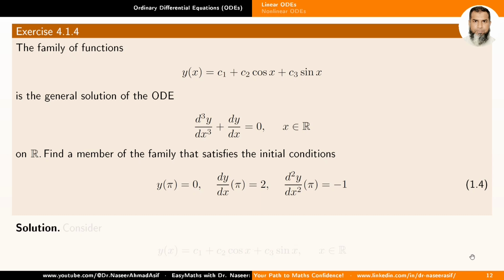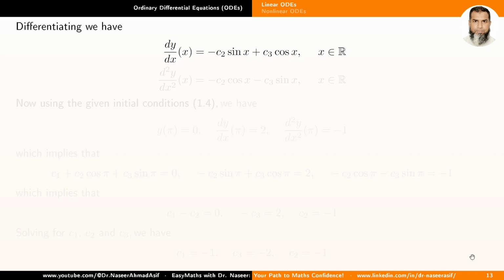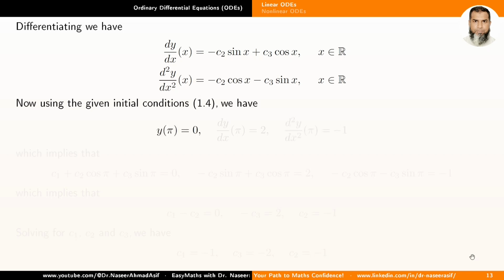Well, see solution. Consider y(x) is equal to C1 plus C2 cosine x plus C3 sin x, where x belongs to R. Differentiating, we have dy by dx of x equals minus C2 sin x plus C3 cosine x, where x belongs to R. Again differentiating, we have d2y by dx square of x equal to minus C2 cosine x minus C3 sin x, where x belongs to R. Now using the given initial conditions, we have y at pi is equal to 0, dy by dx at pi is equal to 2, d2y by dx square at pi is equal to minus 1.